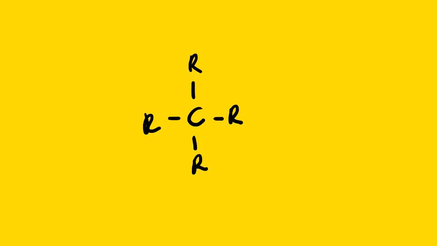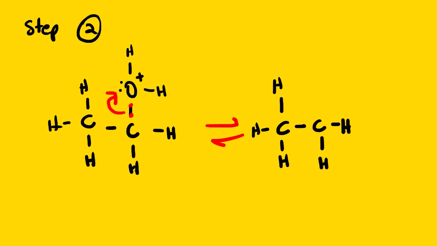If it bonds 3 times, you should know that it will have a positive charge. You can support this using the calculations of formal charges. So in this case, our carbocation ion will have a positive charge.